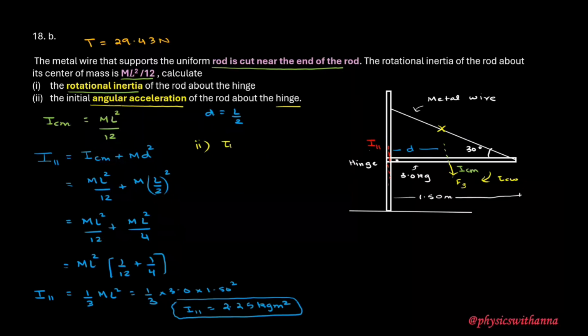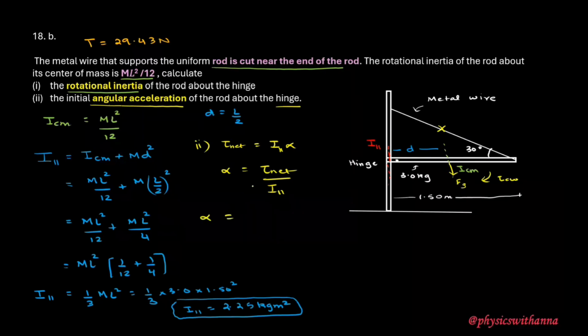So I will write the net torque to be equal to I times alpha, where I is the moment of inertia of the rod along the axis of rotation, which is I parallel here at the hinge, and alpha is its angular acceleration. We need to find angular acceleration, so let's rearrange the term. I can write alpha to be equal to tau net over I parallel. I parallel we have already calculated in the first part. We will now just calculate the torque.